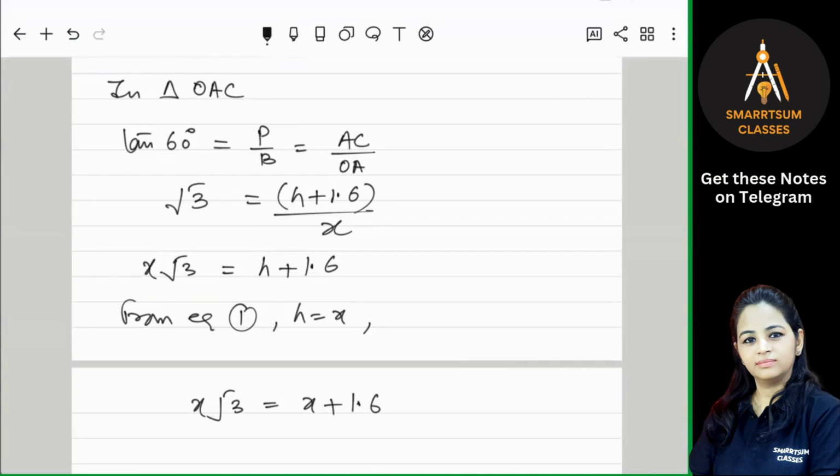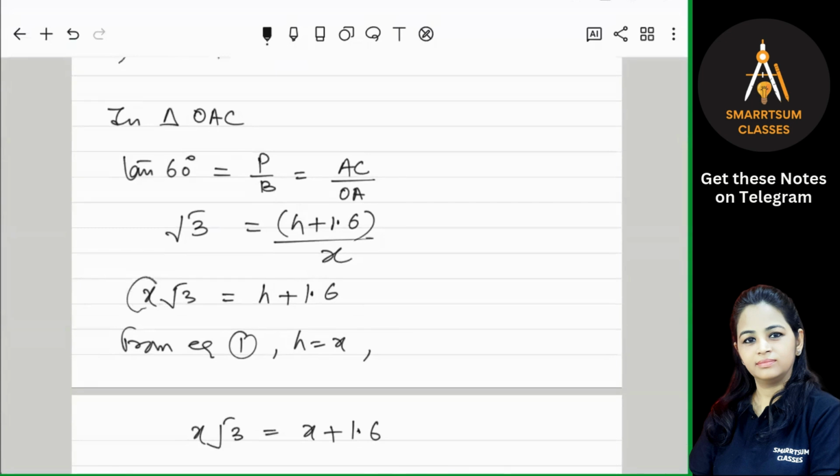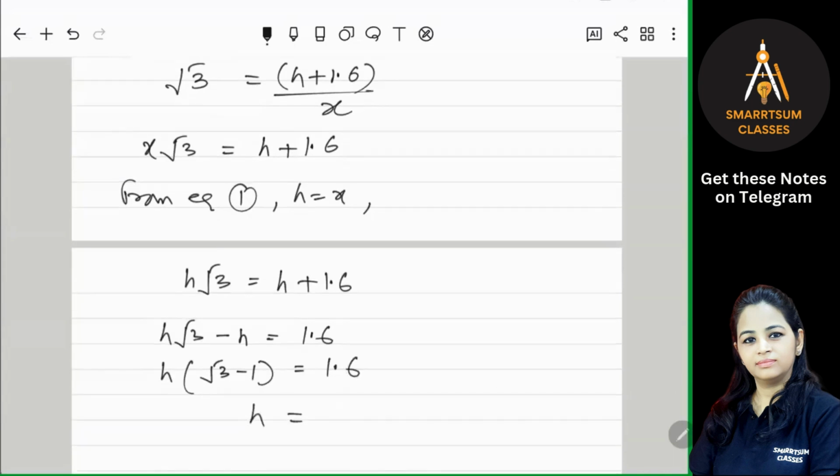So now from here, you can find the value of X, okay? Or you can put H in place of X, because we have to find the value of H. So rather than writing this, we can do it. H root 3 is equal to H plus 1.6, right? So now it will become H root 3 minus H is equal to 1.6. That is, if you take H common, it is root 3 minus 1 times H is equal to 1.6. So H will be equal to 1.6 upon root 3 minus 1.